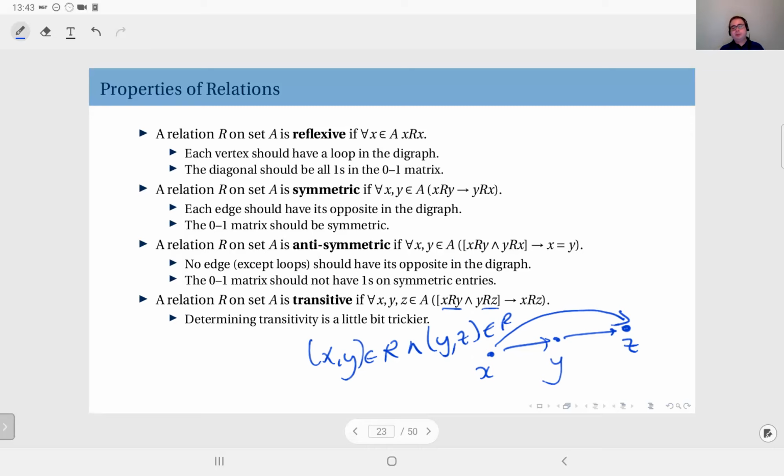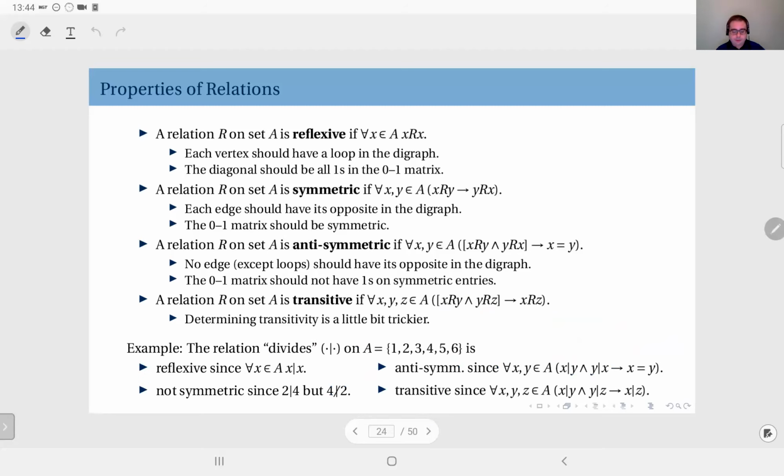Now, spotting transitiveness is not that easy like the others. For small graphs or small directed graphs, maybe you can check it by hand, by close inspection. But as the relation grows, if the set A is a large set, it becomes much trickier. Therefore, we are going to define some other concepts to test for transitiveness.